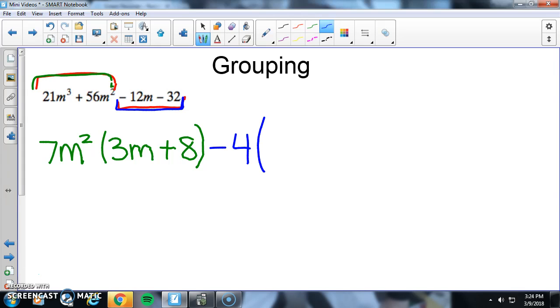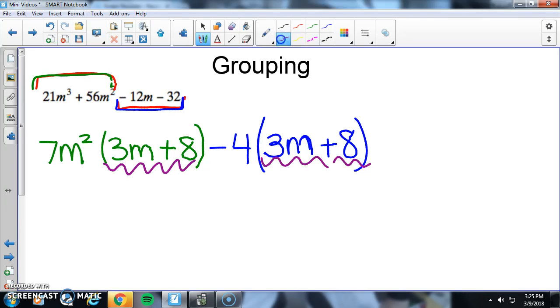Negative 12 divided by negative 4 is 3. M divided by 1 is just m. Since we didn't take out any variables there, the m stays inside the parentheses. Then negative 32 divided by negative 4 is plus 8. And as we can see, inside of our parentheses is the same.